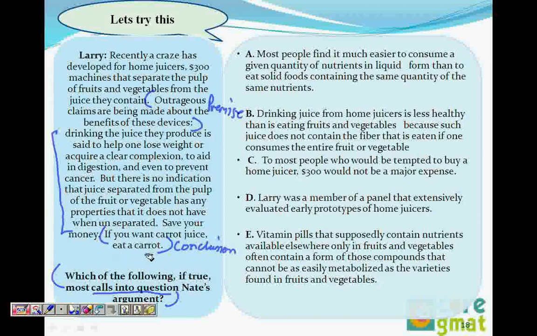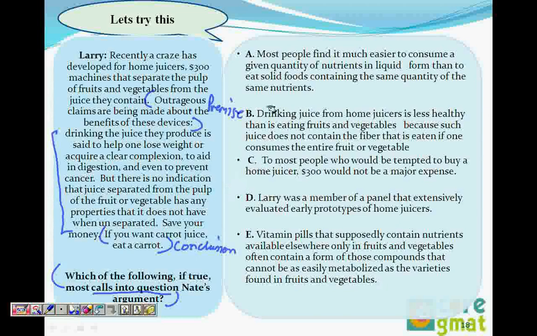Now my job is to undermine that. It says if you want carrot juice, eat a carrot. Now I have to undermine this. Right. Let's go to the answer choices then. Most people find it much easier to consume a given quantity of nutrients in liquid form than to eat solid foods containing the same quantity of the same nutrients. Okay. This is strengthening it.